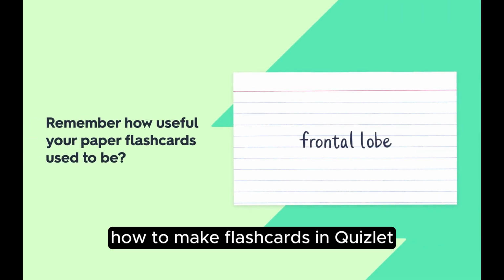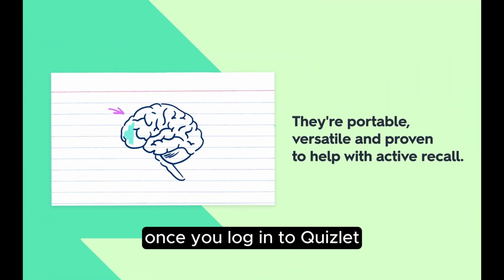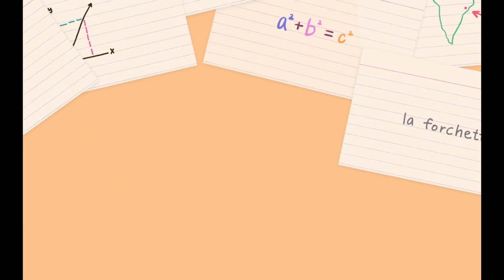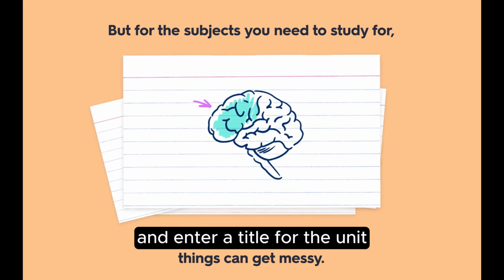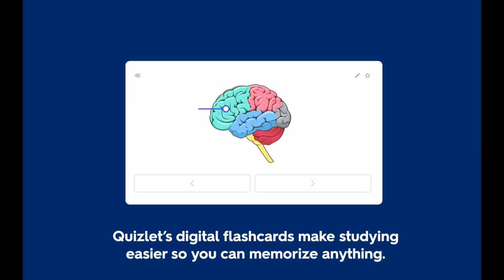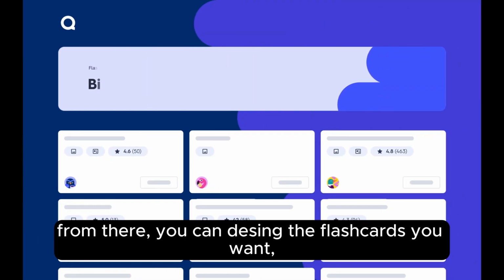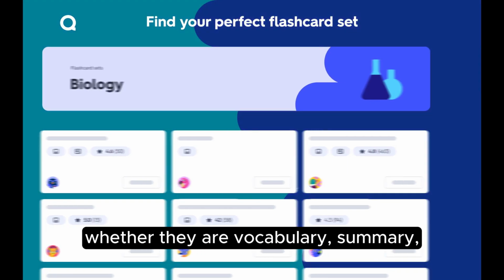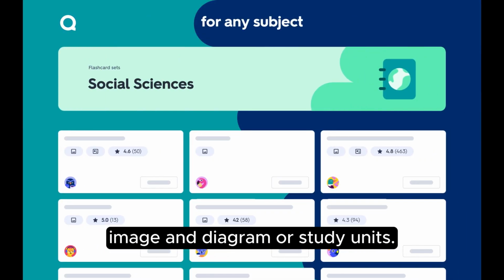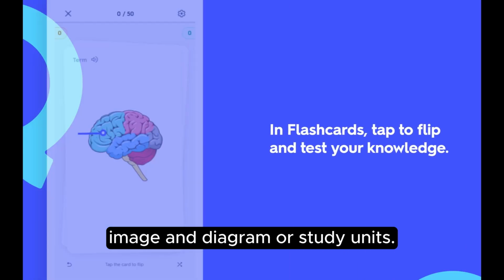How to make flashcards in Quizlet? Once you log in to Quizlet, you must select the Create option and enter the title for the unit. From there, you can design the flashcard you want, whether it is vocabulary, summary, image and diagram, or starter units.